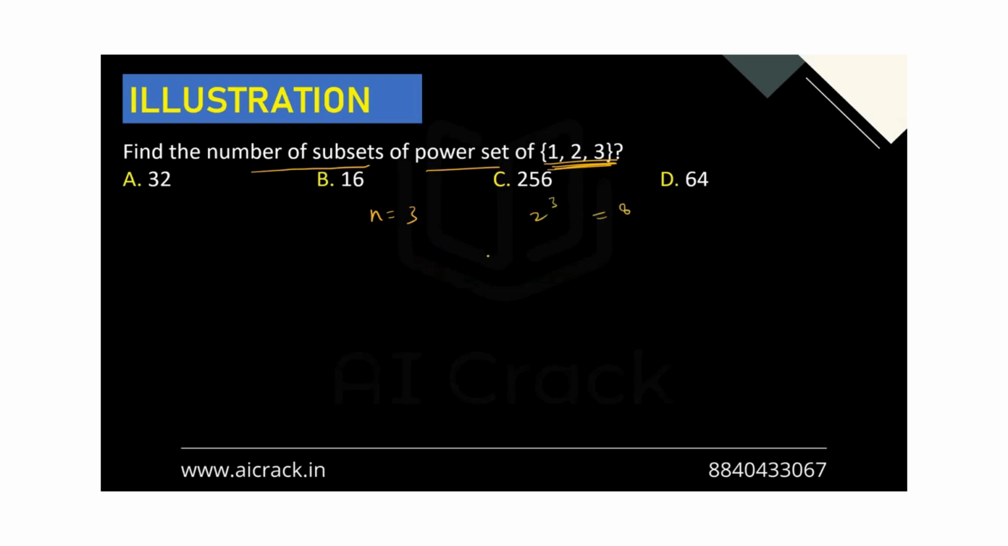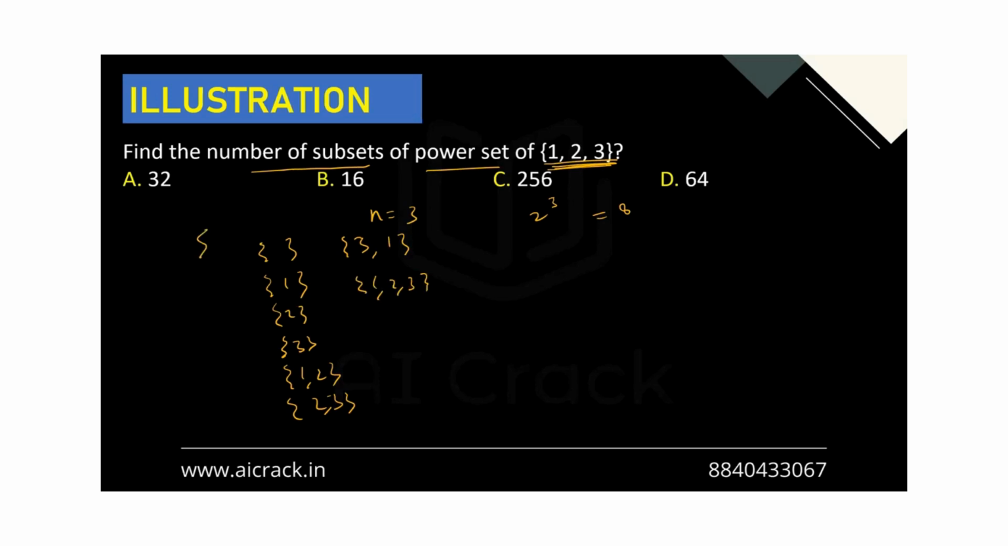If you want to write them all, that would be the null set, 1, 2, 3, 1 comma 2, 2 comma 3, 3 comma 1, and 1 comma 2 comma 3. So these are the 8 subsets of 1 comma 2 comma 3.